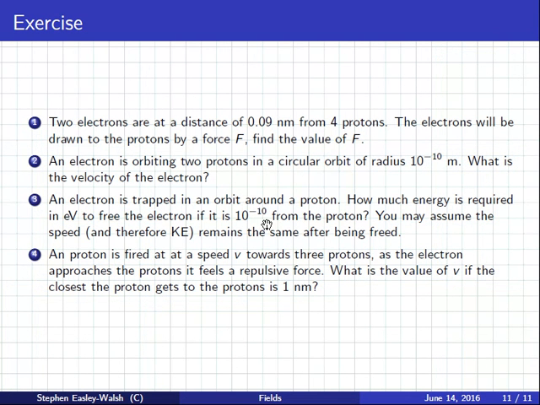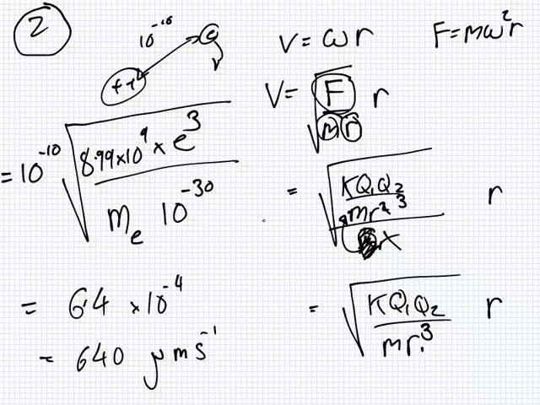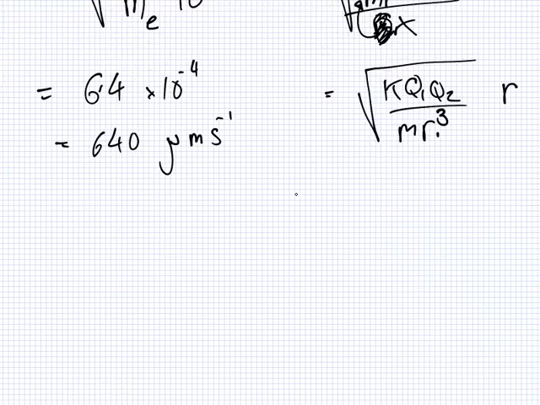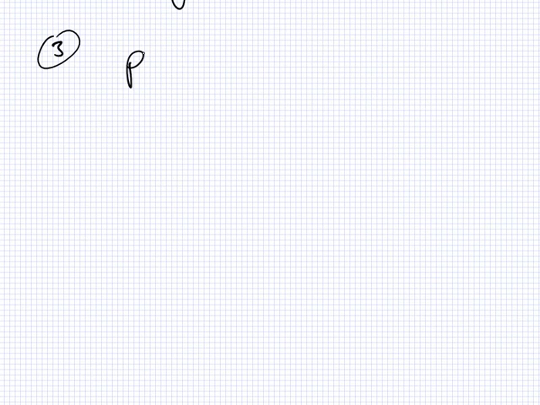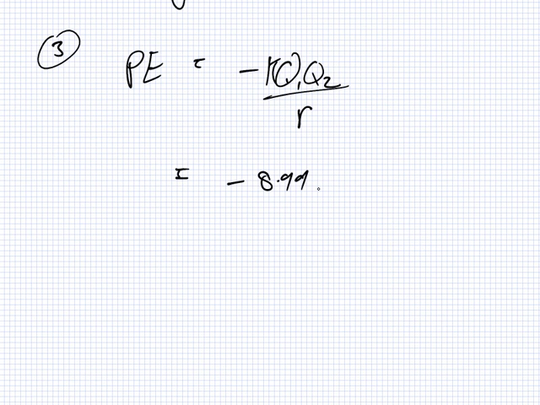An electron is trapped in an orbit around a proton. How much energy is required to free it? It's just the PE equation. So PE equals minus k q1 q2 over r, not r squared. So that would be minus 8.99 times 10 to the 9 over 10 to the minus 20 times e squared.